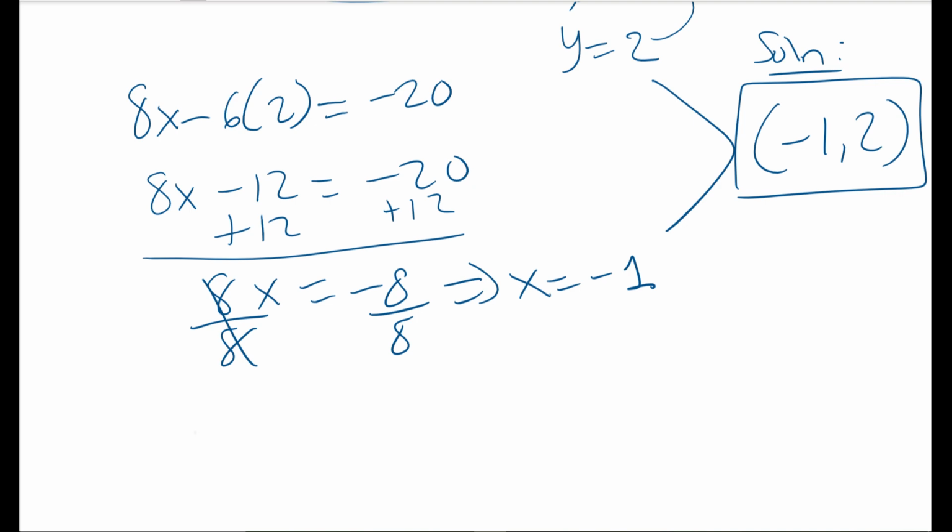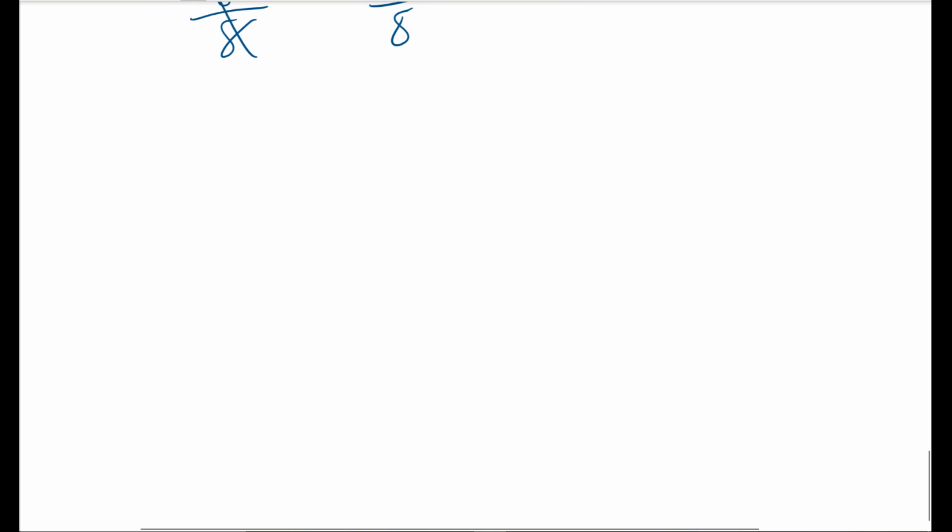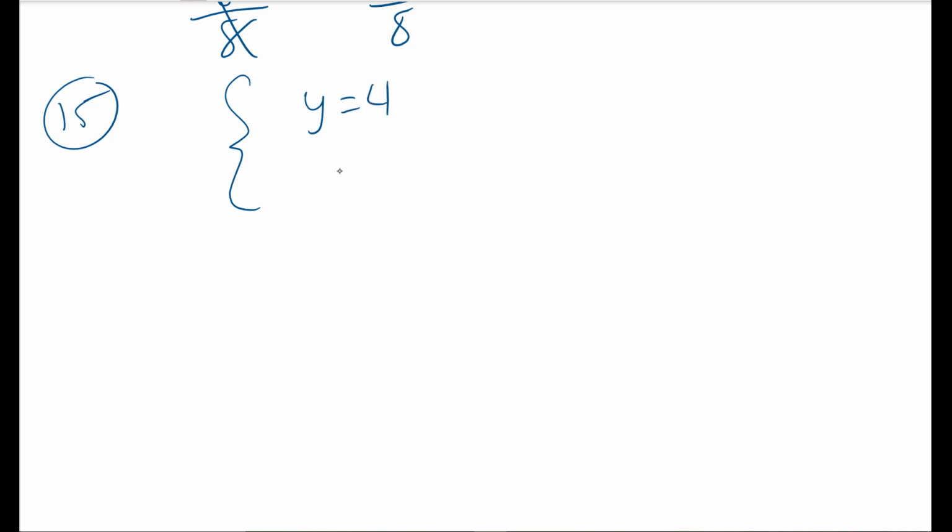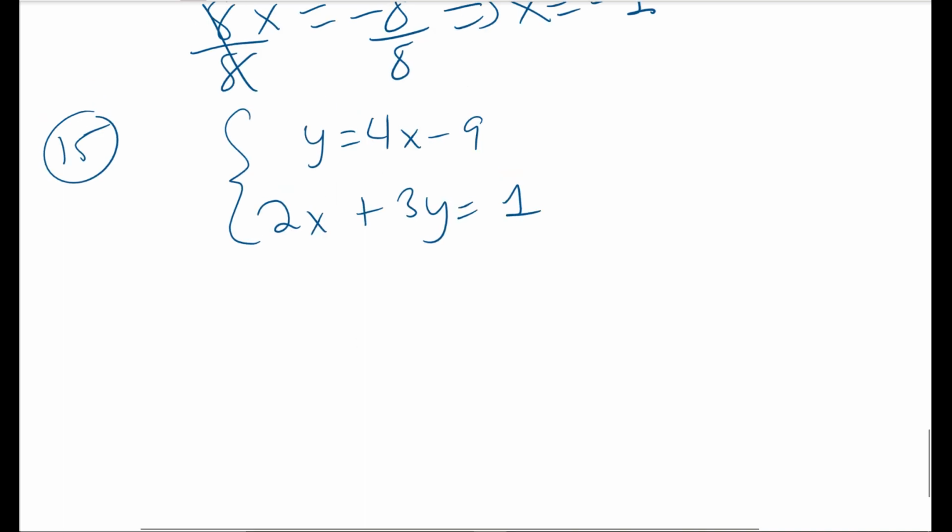All right, let's look at the next system. Number 15 is a system with y equals 4x minus 9 and 2x plus 3y equals 1. So this is a substitution type of problem. You want to use substitution here.